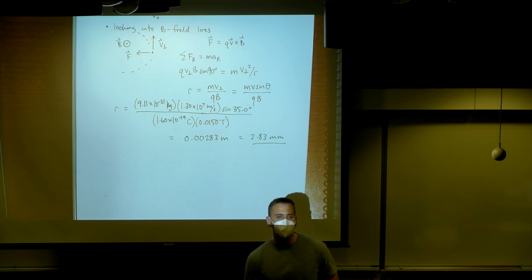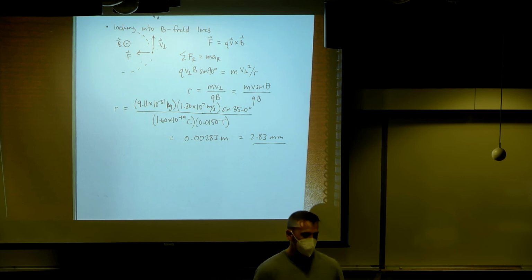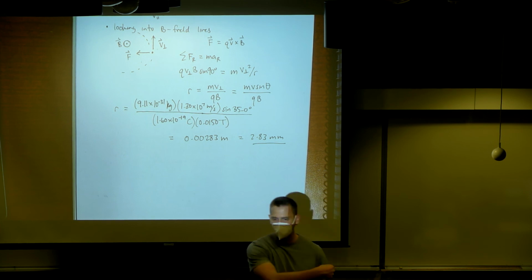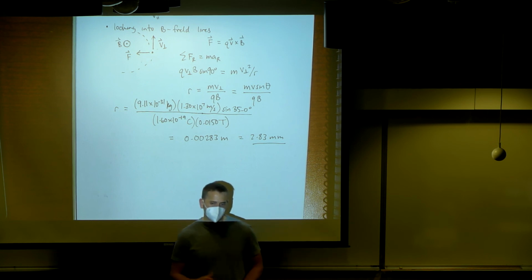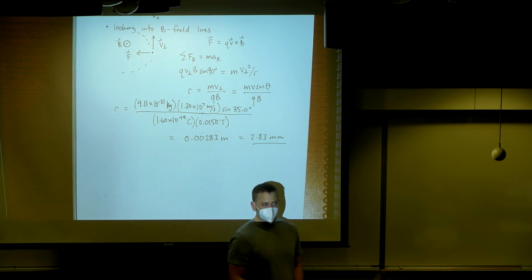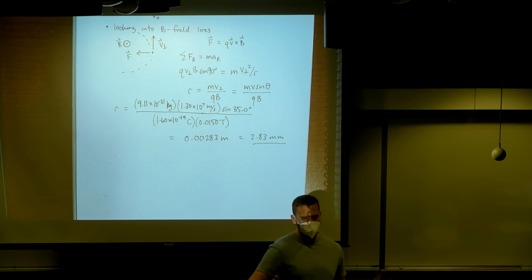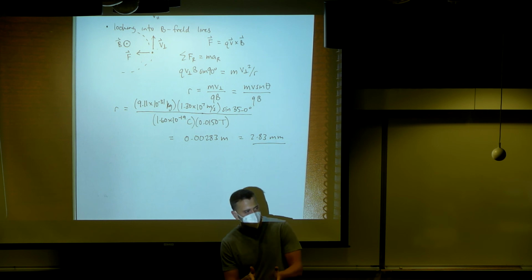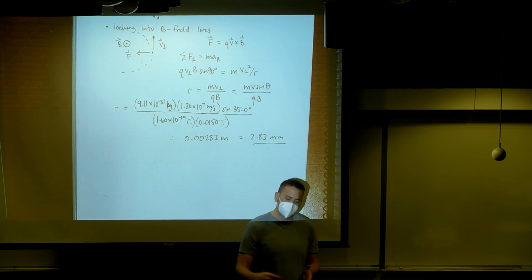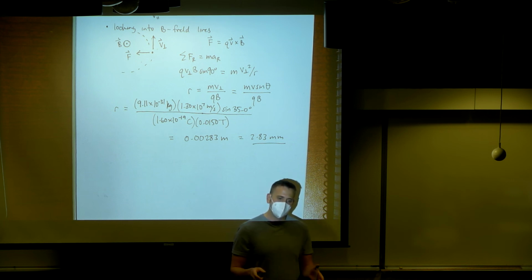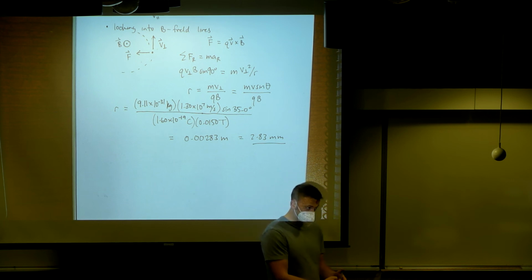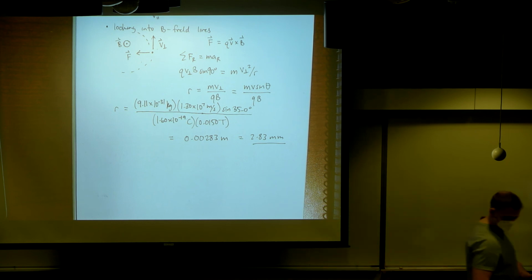So the next thing we want to do is find the pitch distance, okay? Pitch distance, remember, is the distance between the loops. So the way that we go about doing this is to first find the period, because remember, the period is how much time it takes to make one loop. The pitch distance is how far you've traveled along the B field lines after making one loop. In other words, it's how far you travel along the B field lines in one period. Does that make sense, everybody? Okay.